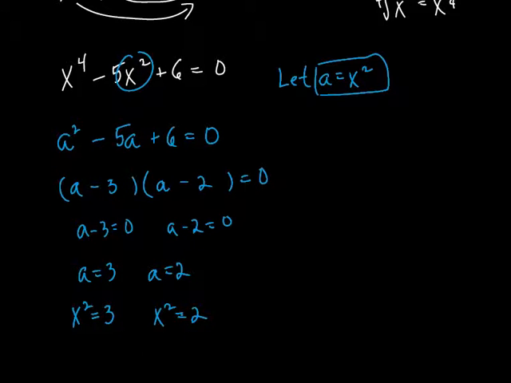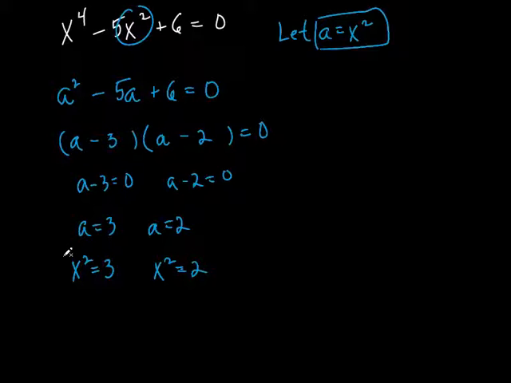Right? Now, how do we get x by itself? Square root. Okay, square root this, square root that. But what do we have now? It's not just a square root, it's what? Plus or minus square root of 3. Square root this, square root this. So x is also plus or minus the square root of 2.